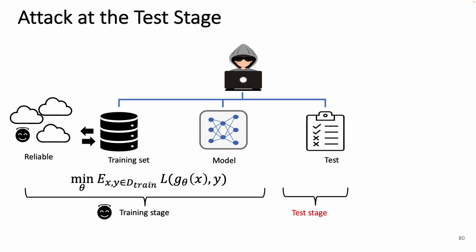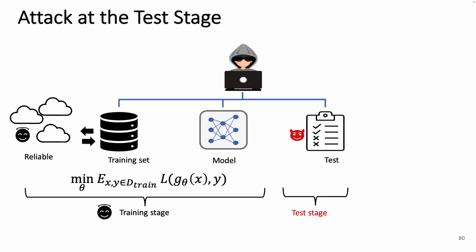Similarly, there are also attacks at the test stage. At this stage, the model is fixed. We don't want to change any parameters of the model. But what we want to do is manipulate the input to the model. We want to see what is the worst-case performance of your model.